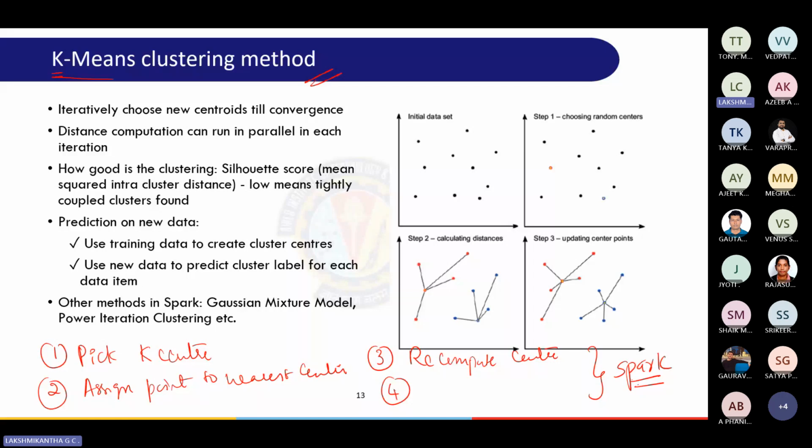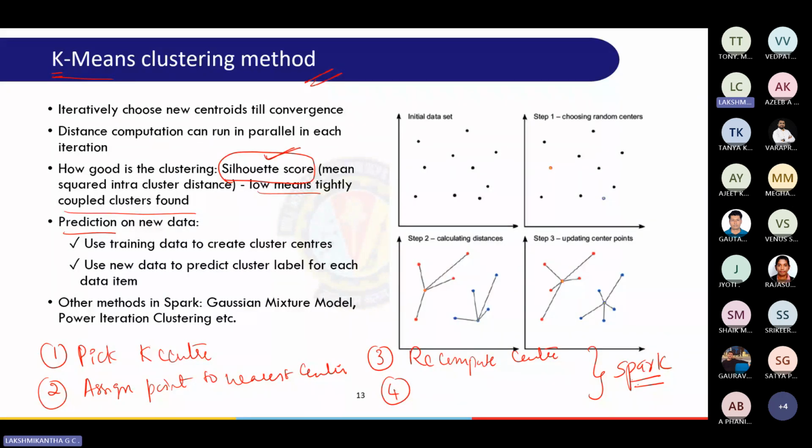So how do we evaluate this cluster, guys? Here we are going to use one methodology called the Silhouette score. Listen to me, everyone. Silhouette score, low means a tightly coupled cluster is found. So we are calculating a lower intra-cluster distance, and this lower intra-cluster distance will always give you a better cluster with the help of the Silhouette score. And look here, I'm talking about predictions also. Once centers are learned, new data points are assigned to the closest cluster.